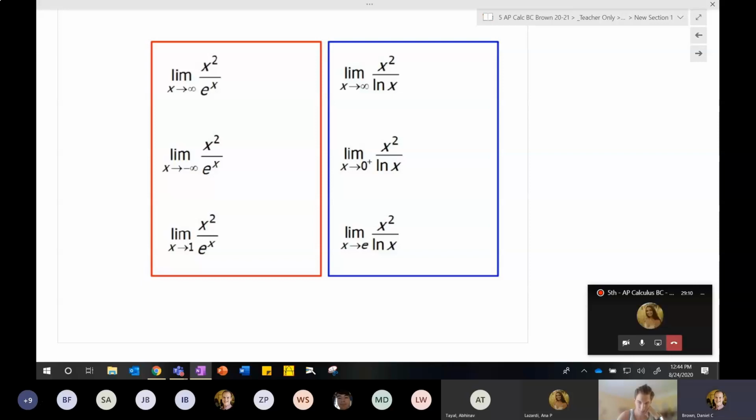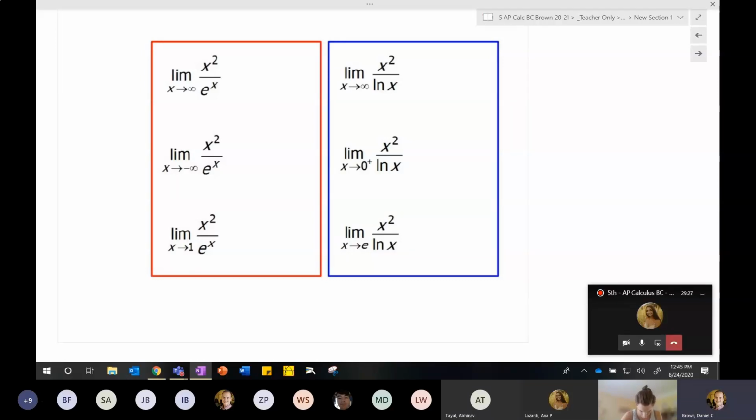And so I used just two functions. The first one in the red box was x squared over e to the x. I chose that one because I don't think most of us know what that graph looks like. I'd be surprised if you did. And then for the blue one, I chose x squared over the natural log of x.